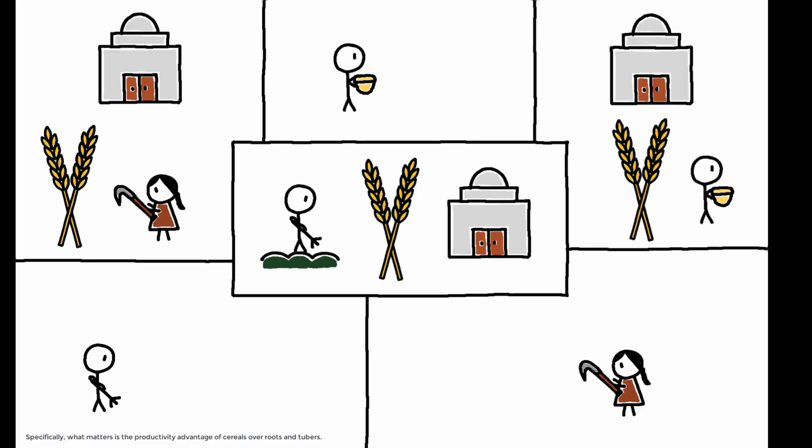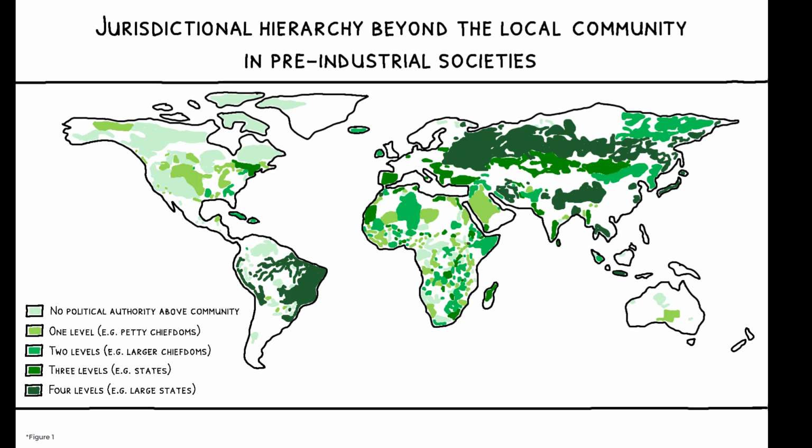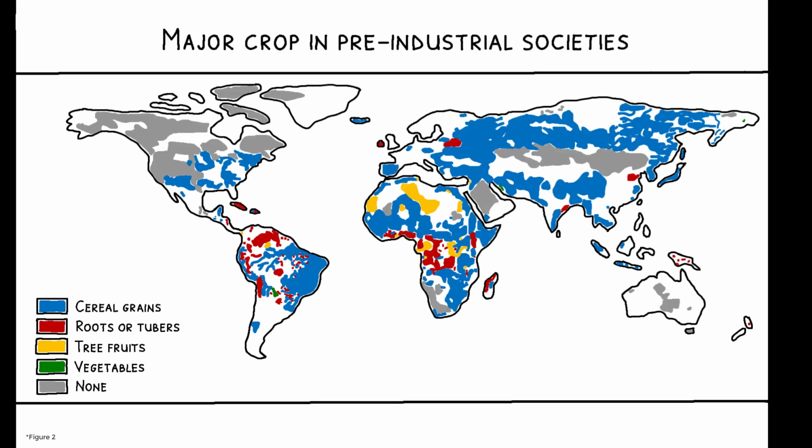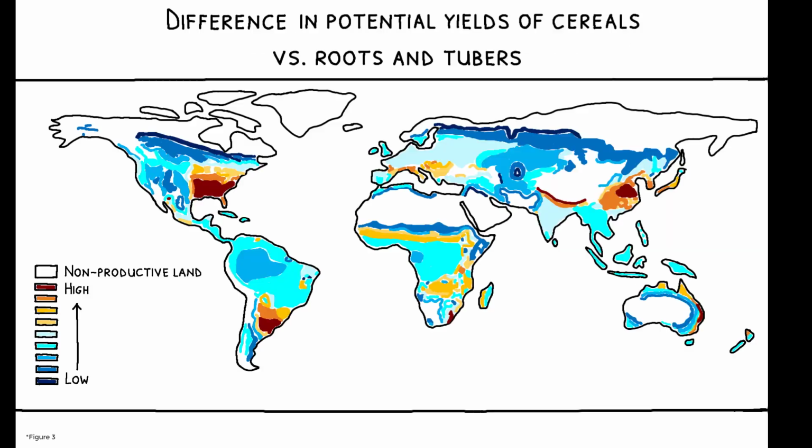The authors test this assertion using several datasets stretching back through human history. The first provides a snapshot of over 1,200 pre-industrial societies, primarily in the 18th and 19th centuries, and records both their level of hierarchical complexity and the major crop cultivated. This is combined with data on potential crop yields, which is used to measure land productivity and to identify areas where cereal cultivation is naturally advantageous.